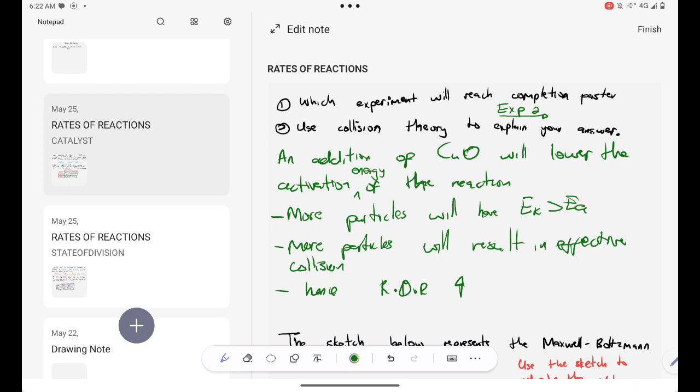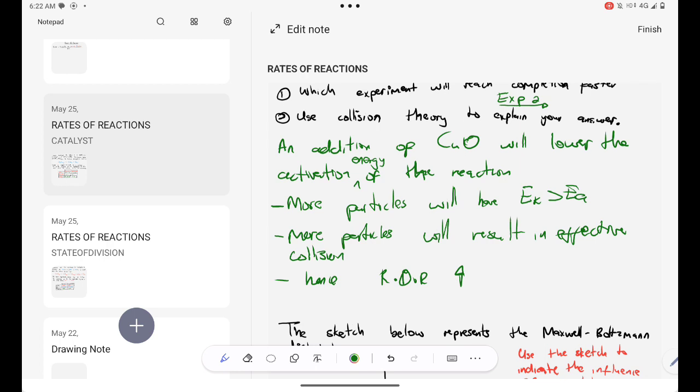Are you together? An addition of a catalyst, guys, will lower the activation energy of the reaction, or you can say an addition of a catalyst will take a different pathway with a lower activation energy, and hence more particles will have kinetic energy which is greater than the activation energy, and then more particles will simply result in effective collisions, and hence the rate of reaction will be higher. Or the last statement will simply say, hence the reaction will reach completion faster.